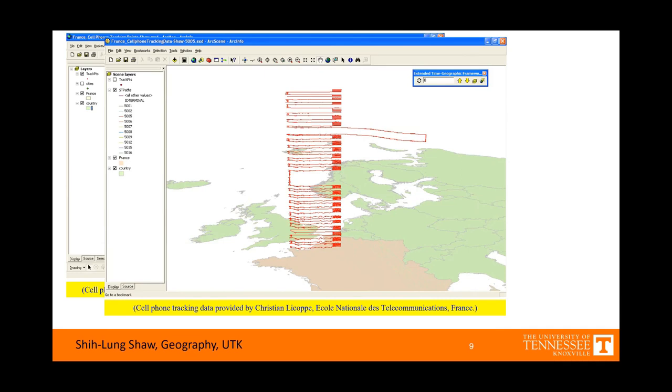So for this particular individual, based on the tracking data, for example, from a cell phone. In fact, this kind of data is available. What kind of activity pattern does this person have? Worked in Paris, every weekend went to the beach, and then stayed at the beach, didn't come back to work.